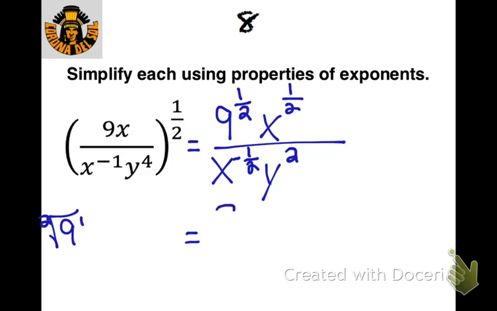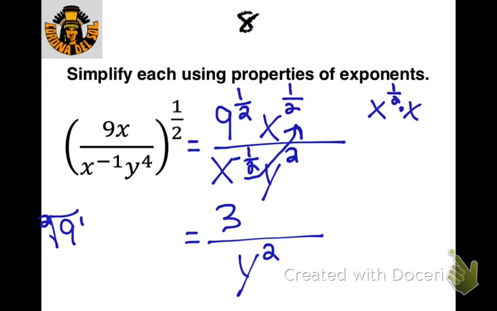So that means it's just going to be a 3 on the top. The y squared is already happy where it is. The x to the negative 1/2 actually comes up to the top, joins his friend there. So then what you'd have on the top is x to the 1/2 times x to the 1/2, and then you'd be able to add those powers together. 1/2 plus 1/2 is 1, or 2 over 2. And so we're going to say that we have just x to the first power, or just x is even better. So that's our final answer.